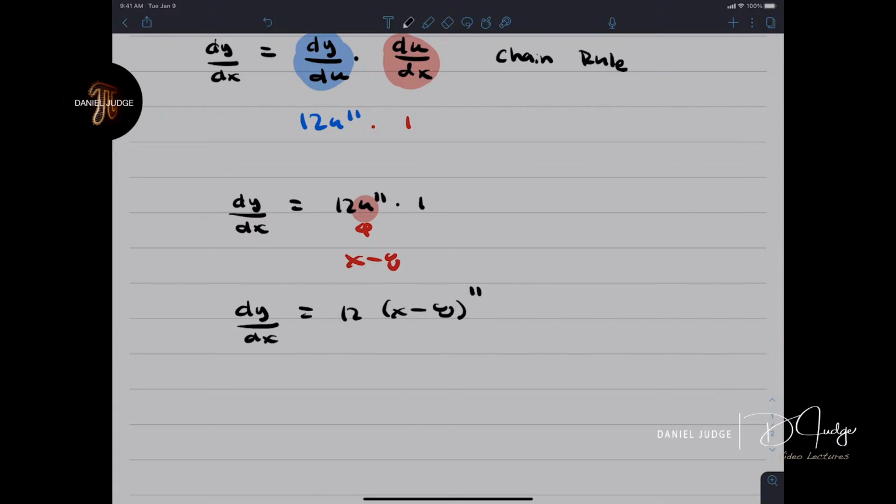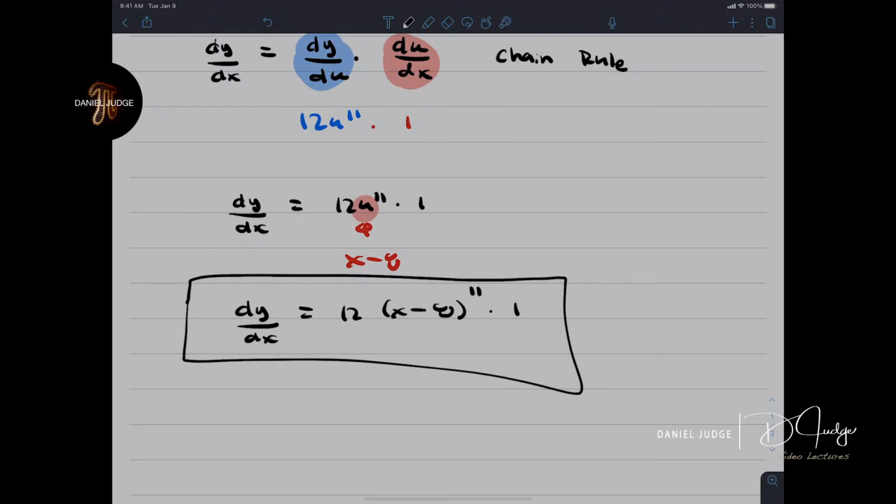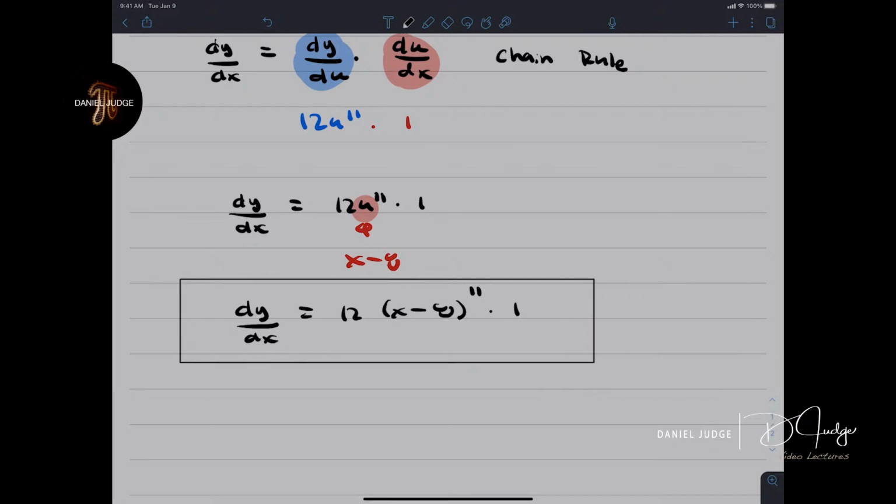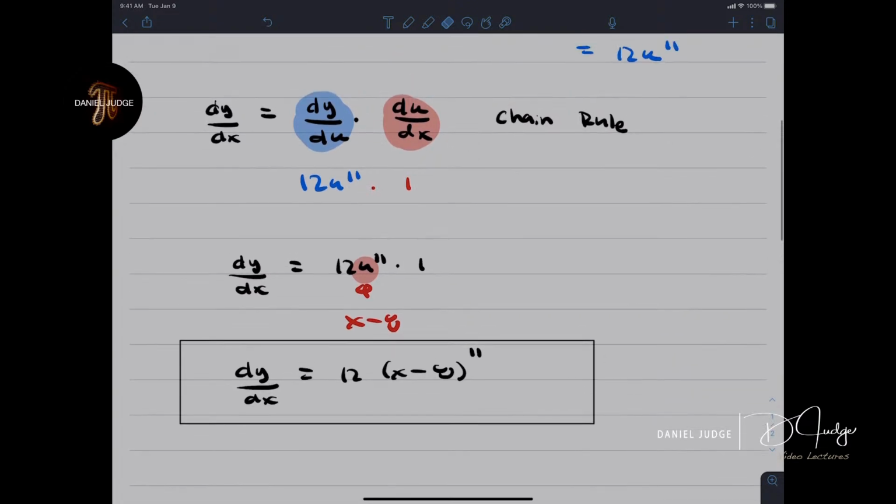Now times 1 is itself. So this is how we started to get a handle on using that chain rule formula. 1 times anything is itself. I apologize. And so here's your dy dx, ladies and gentlemen.